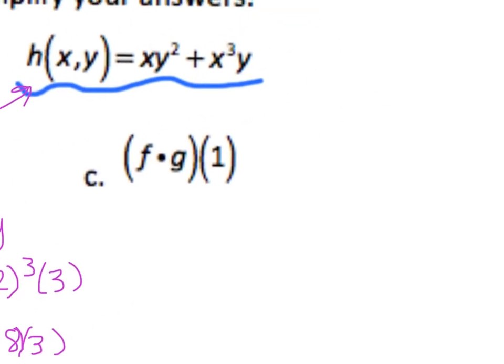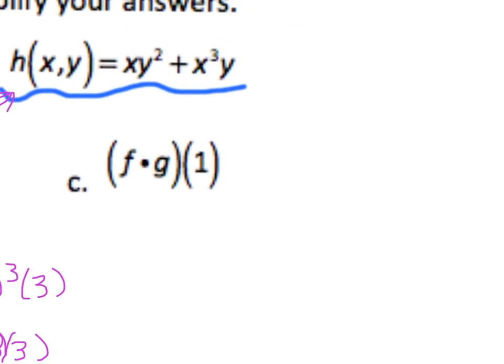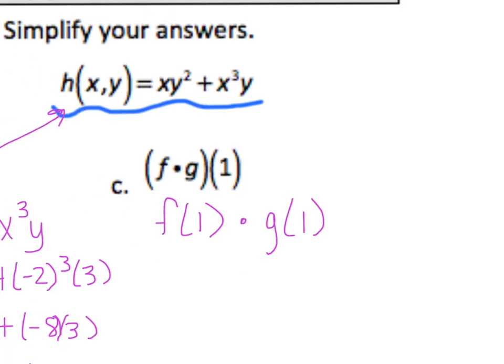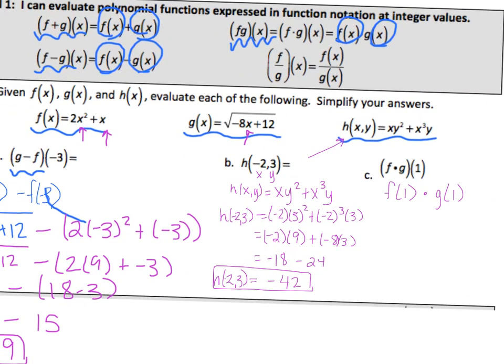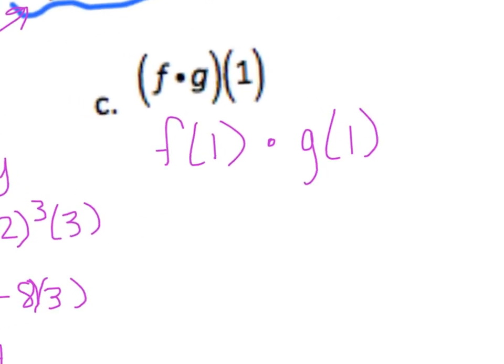Okay, last but not least, f times g at 1. So this means that we are going to find f at 1 and multiply it by g at 1. So f at 1, first of all, let's go back and grab that function. 2x squared plus x. So it was 2x squared, and we're going to put a 1 for the x, plus another x, so plus another 1.